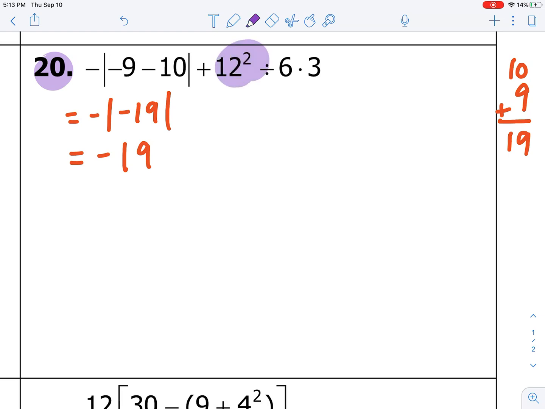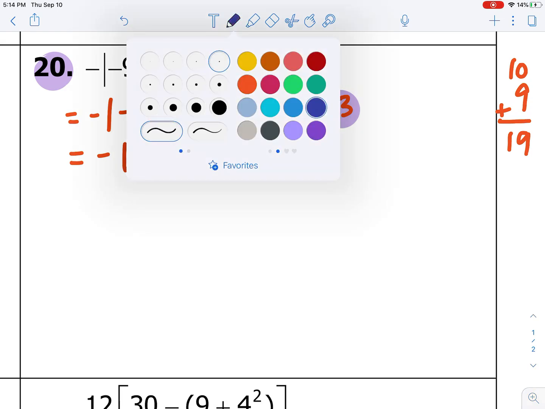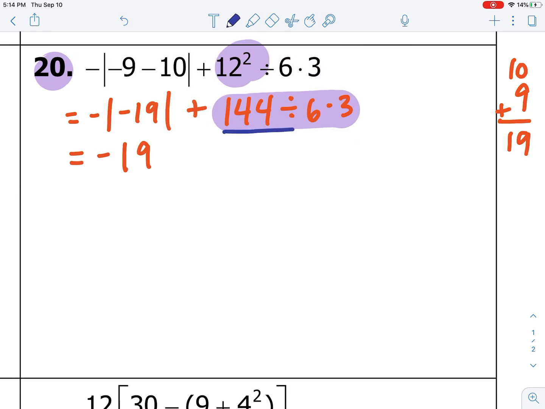Okay, so from here, we need to do the exponents next. So 12 times 12 is 12 squared. So 12 squared is 144. So now I'm looking here. All I have is multiplication and division. When all I have is multiplication and division, I work the problem from left to right. So the very first thing I need to do from left to right is 144 divided by 6.